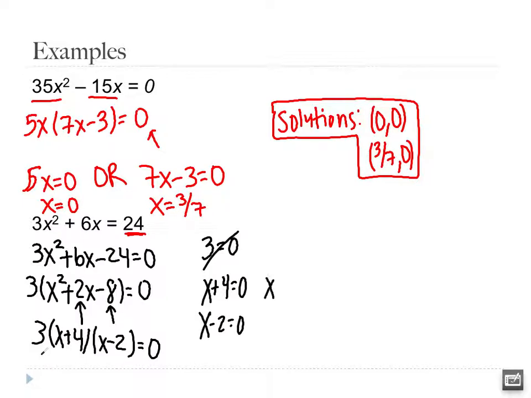Solving the first equation, I get x is equal to negative 4. Second one, x equals 2. So my solutions become (negative 4, 0) and (2, 0).